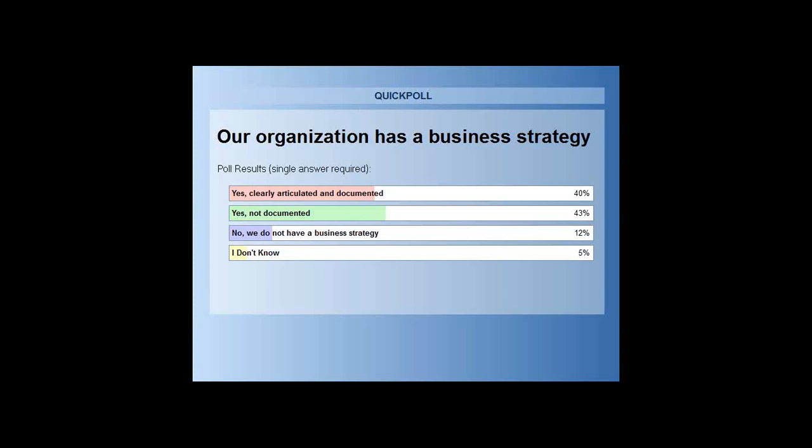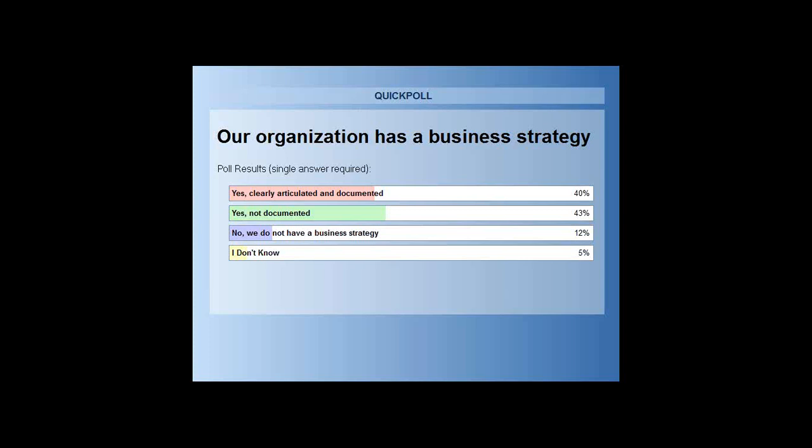Well, as you can see, we had over 100 people respond. Only 86% of the attendees voted, and 40% of them say that there is clearly an articulated and documented business strategy in the organization. 43% say there is one but not documented. About 12% do not have a business strategy, and 5% are not sure.